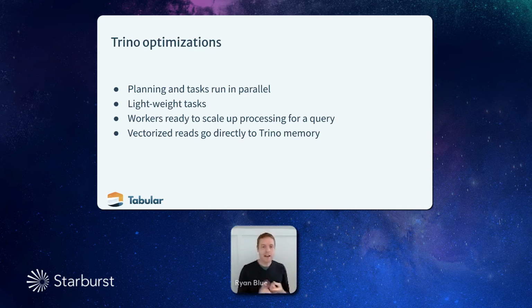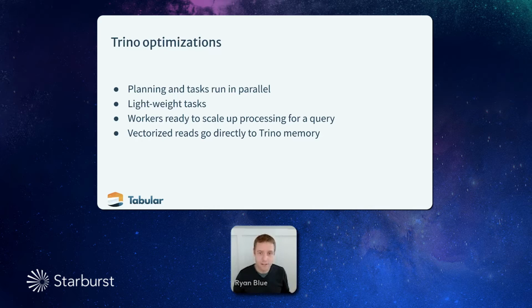So we have fast planning that runs in parallel with the tasks. Really quick task dispatch because we're only creating a JSON blob, sending that to a worker, and then the worker is already scaled up and ready to go. Once the worker gets that task, it knows what to do very quickly, and then goes and has a highly optimized read path to get that data into memory and start running your query processing on top of it.